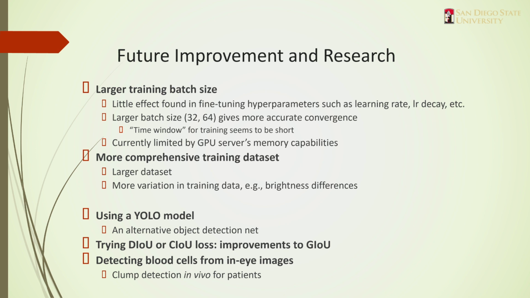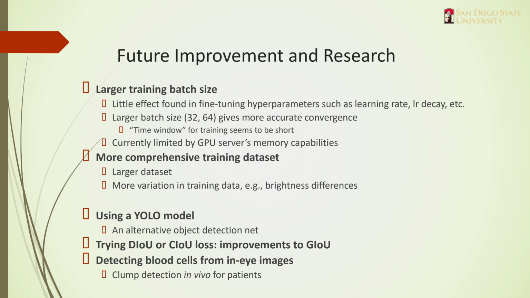A more comprehensive training dataset would also be very good. It would, of course, be larger, and also there would be more variation in the training data, like brightness differences. This could make the model more robust and generalized. For future research, I might use a YOLO model. YOLO is an alternative object detection net that stands for You Only Look Once. It may or may not be better than the Faster R-CNN used this time.